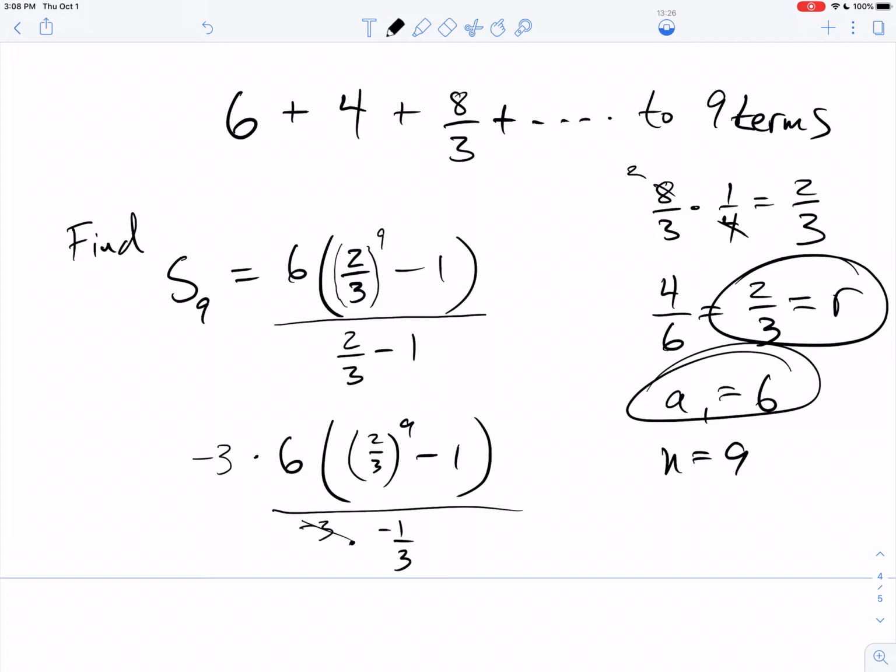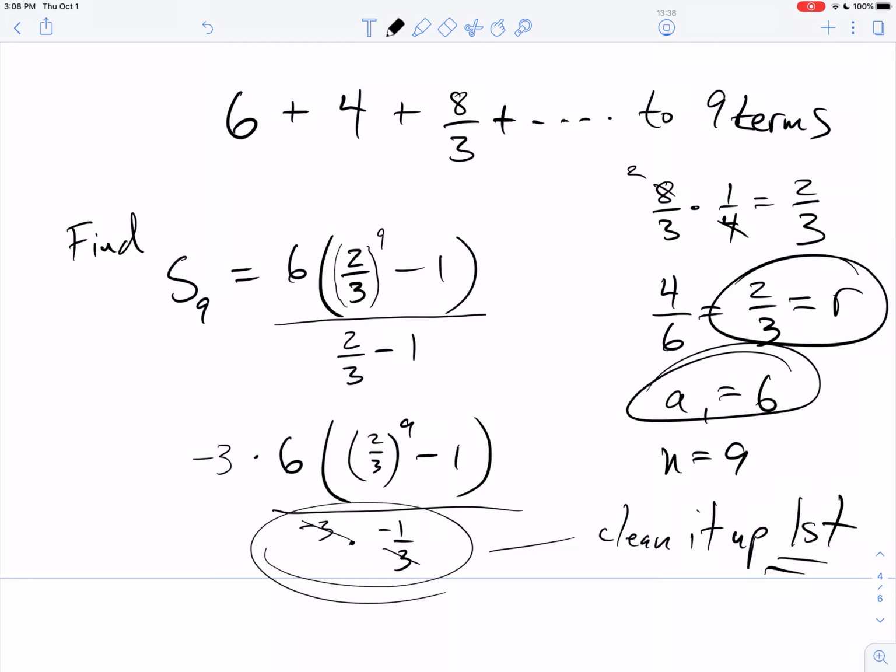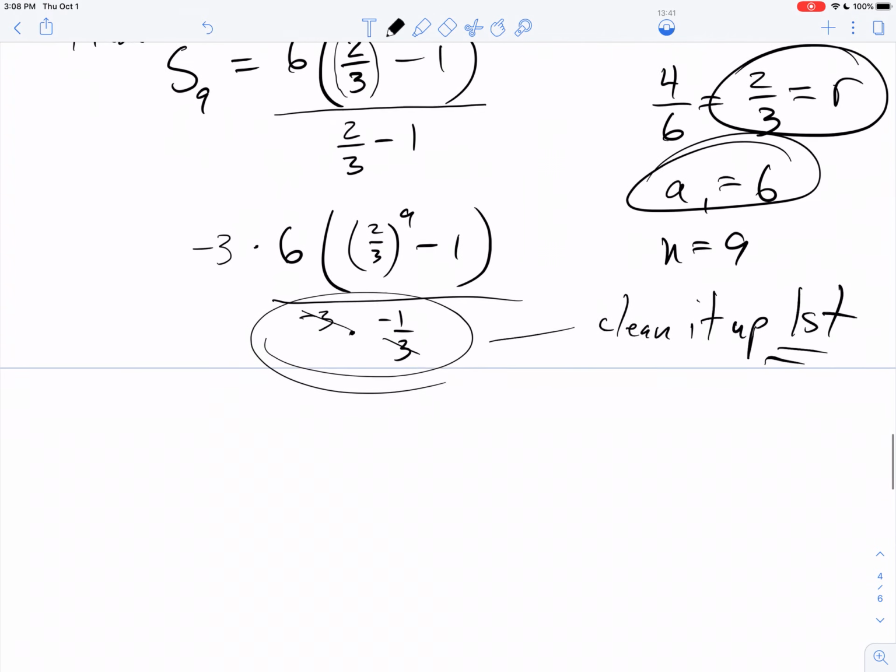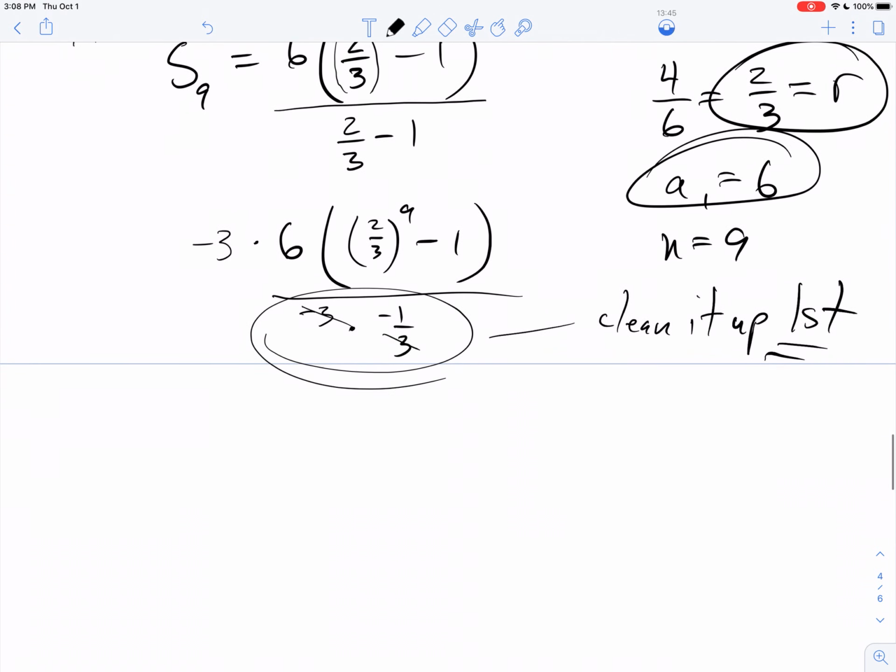If you have any kind of fraction action down there, do that first. Clean this up first. It'll help you so much. Clean it up first. Then take a look at what we have. I'm just going to keep going downward. I have negative 3 times 6, that's negative 18. Then times 2/3 to the 9th minus 1.